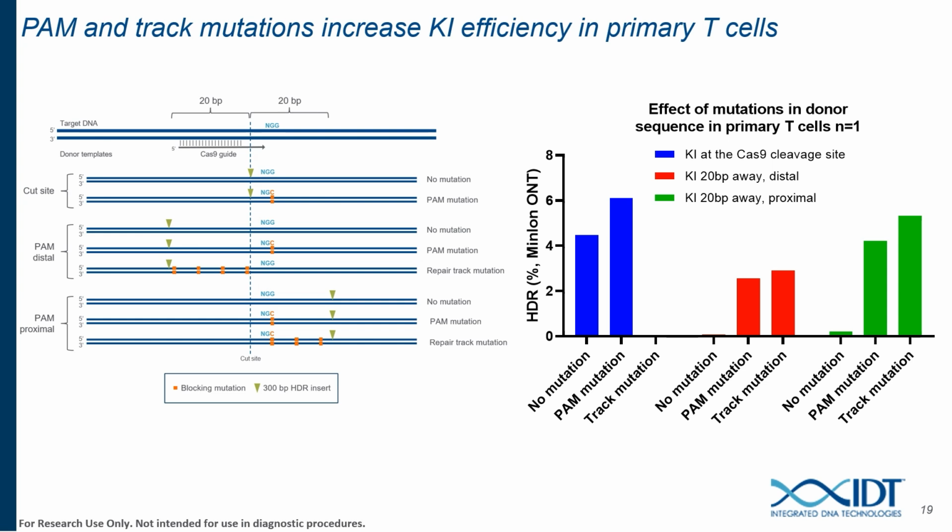And this is especially important when PAM availability in your region of interest limits the design choices so that you're not inserting directly at the cut site. And if the insertion is being made further away from the cleavage site, this is where those PAM or track mutations is the best method to get efficient HDR insertion.